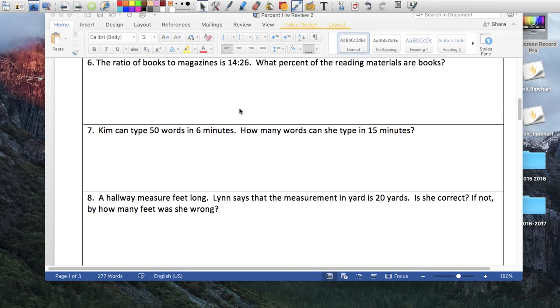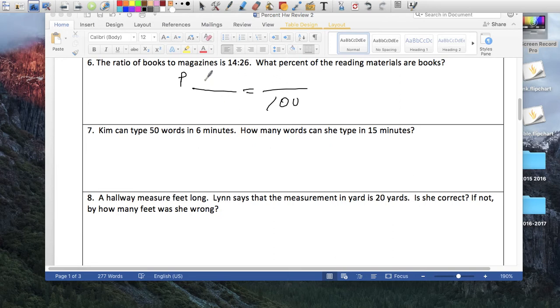The ratio of books to magazines is 14 to 26. What percent of the reading materials are books? So let's see. I want to see what percent. Obviously the top here is empty. Part. We're talking about the books. What percent of the whole reading materials are books?